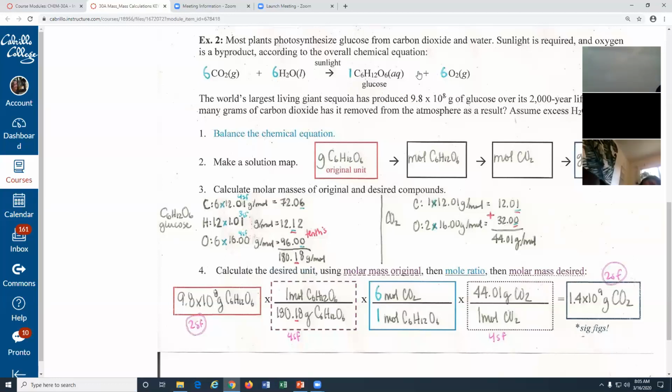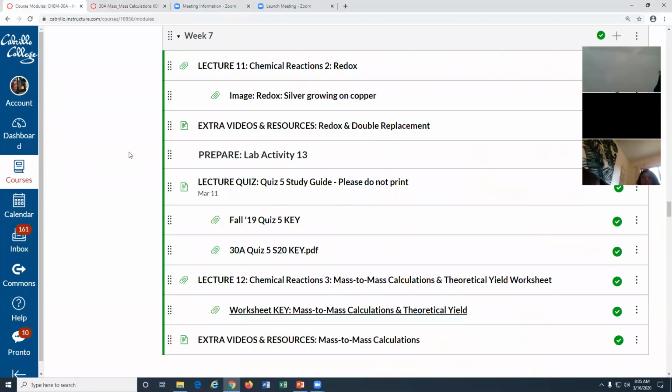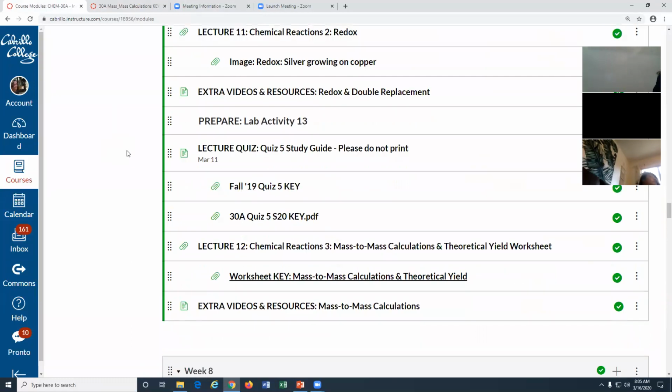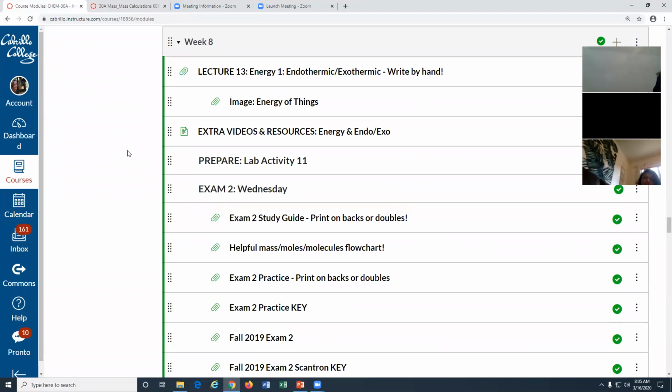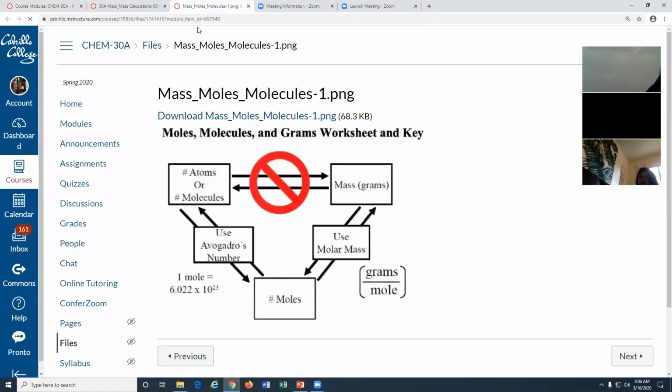And let's see. So what else did I want to show you? Oh yeah, and just a reminder, you're all studying for your exam, which is happening on Wednesday online now. All of that is here. We're in week 8 now, and so you've got your study guide. There's this helpful flow chart, which I haven't shown you yet, but this might be useful. An SI leader actually showed me this. I had never seen it.